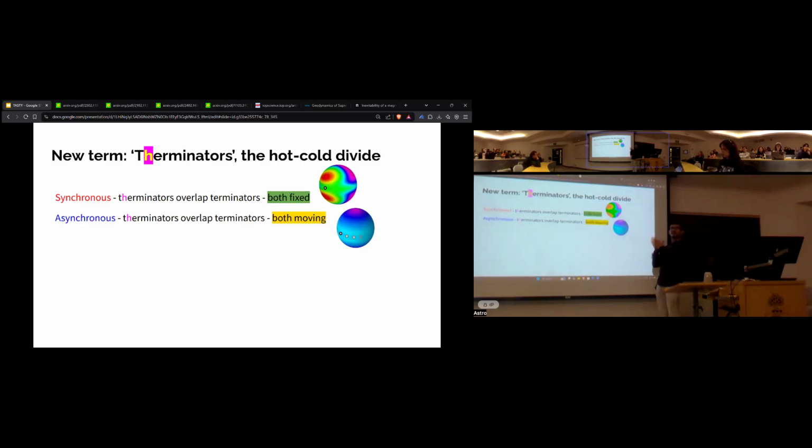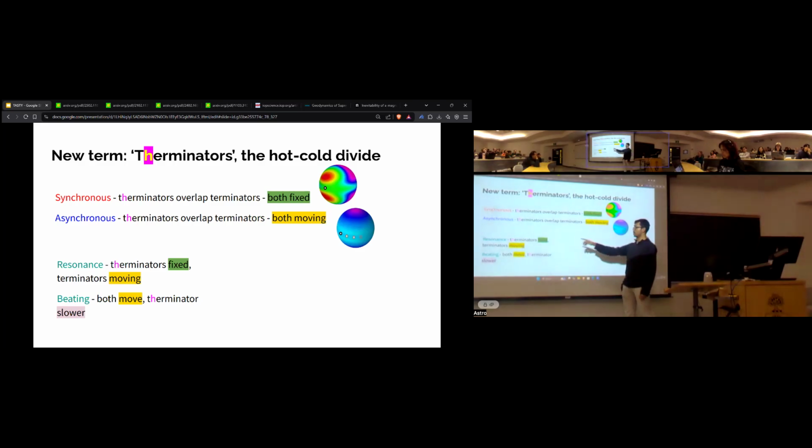For asynchronous planets, again, they would overlap, but they would just keep moving. So the hot-cold and the day-night divides keep moving along with the substellar point. But when this resonance occurs, the therminators become fixed. So even on an asynchronous planet, you would have a hot side and a cold side. So the therminators are fixed, but the terminator keeps moving just as it is supposed to do on asynchronous planets. And when beating occurs, they both move, but they do not move at the same rate.